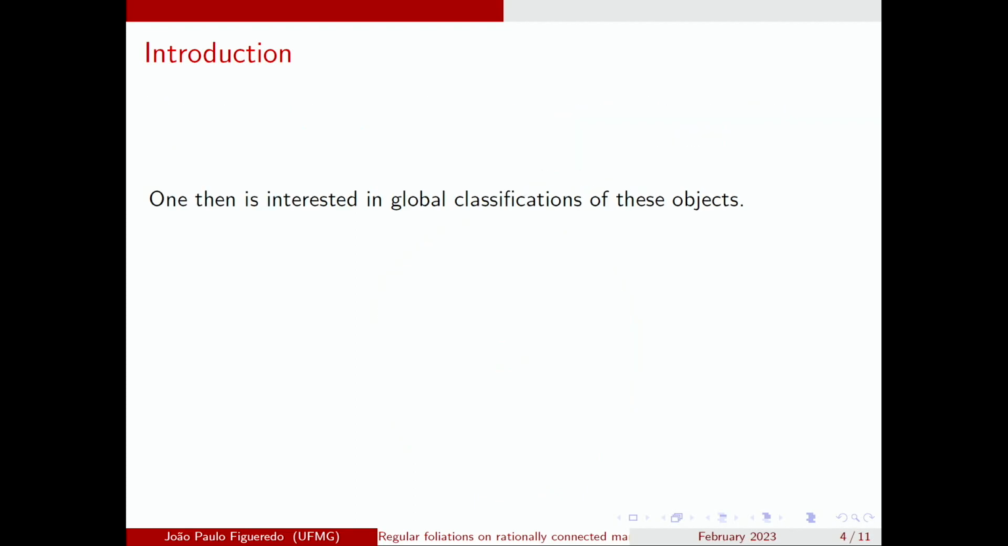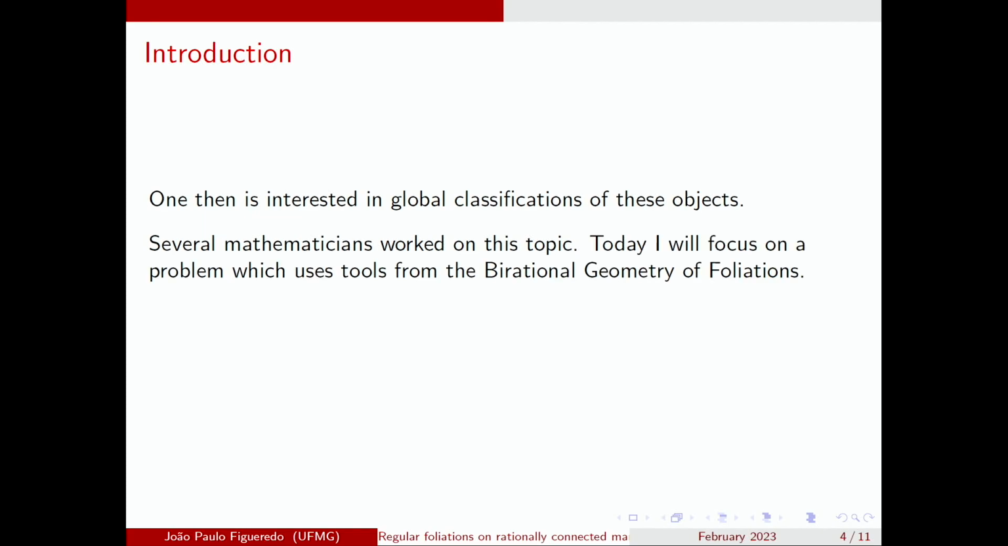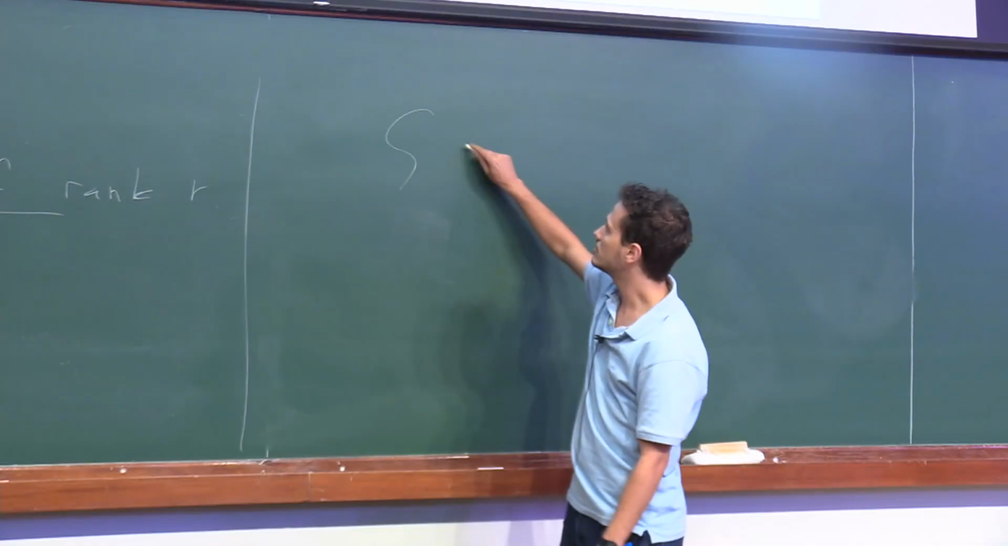Okay, so these are very interesting objects, as you saw, and it's interesting to try to classify them. Several mathematicians worked on this topic, and the problem I'll tell you about is at the intersection of the theory of foliations and birational geometry, complex birational geometry. Okay? To start, I will motivate the problem with a result by Marco Brunella, which classifies foliations on rational surfaces.